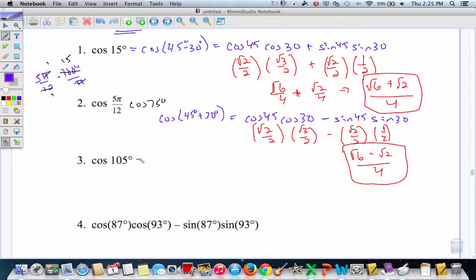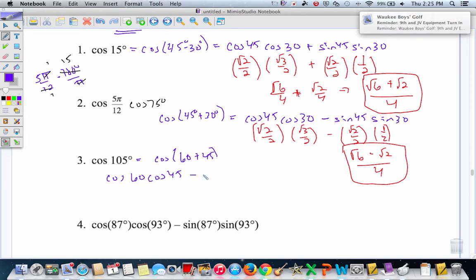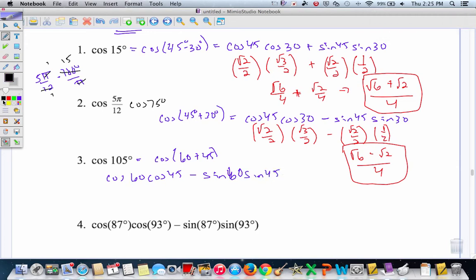Oh, one more time here. Cosine of 105, we could use 60 plus 45. So I'll expand that out to be the cosine of 60 times the cosine of 45 minus the sine of 60 times the sine of 45.